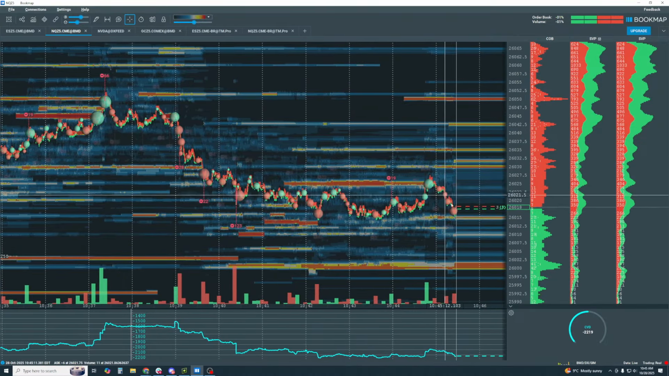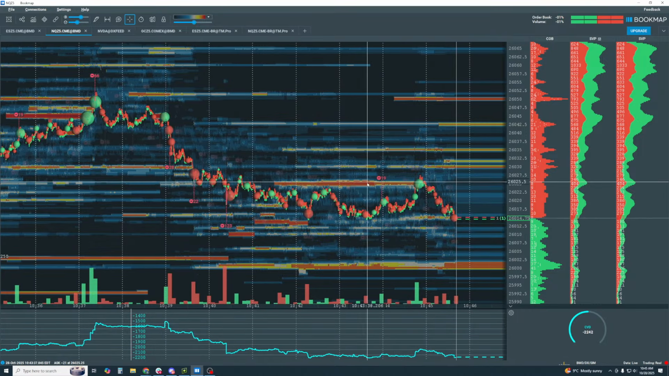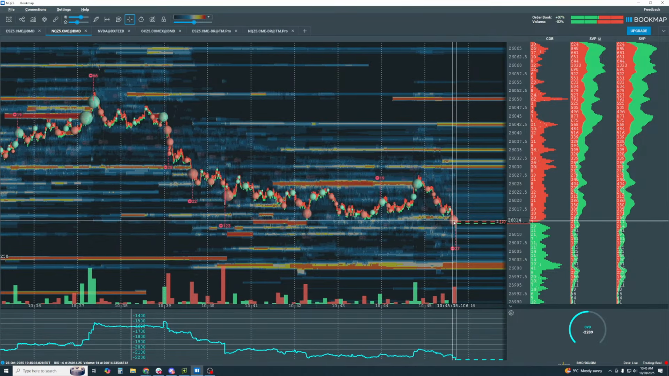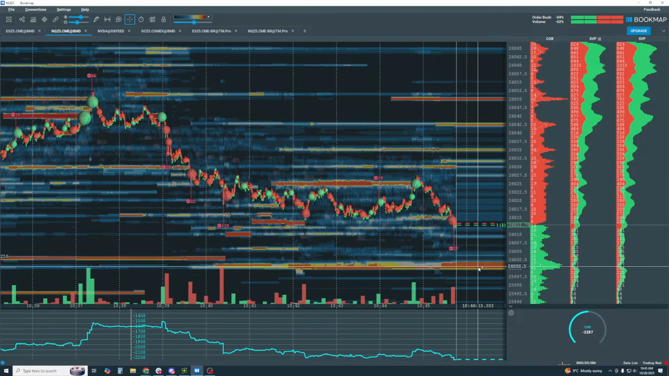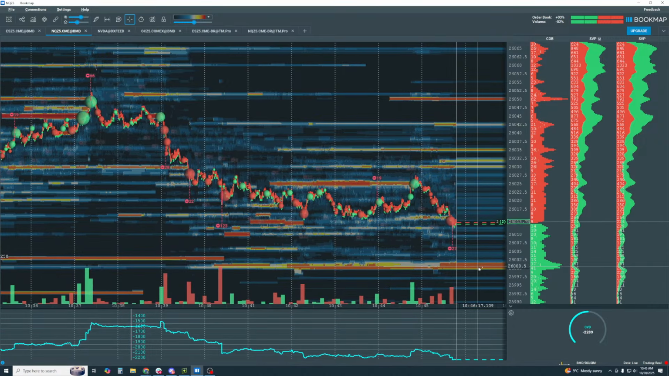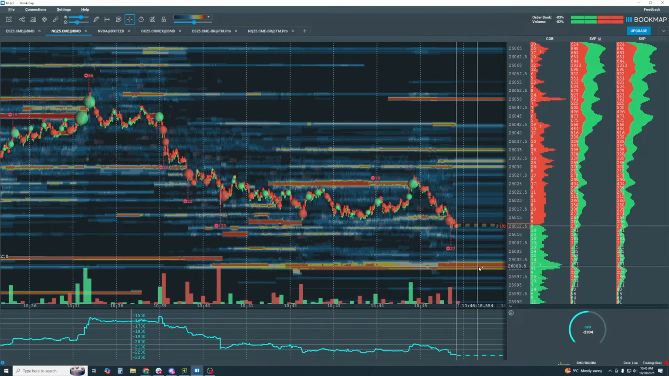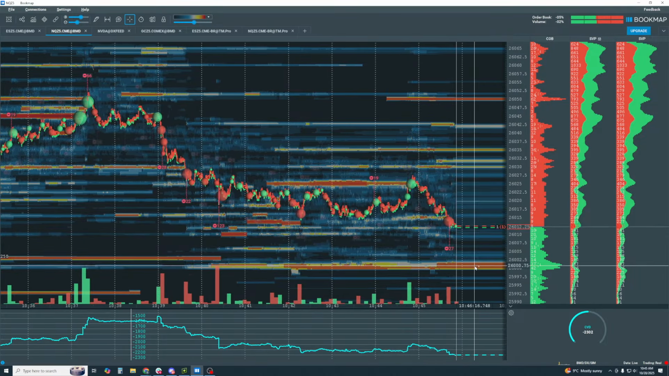All right, let's see it then. Let's see if these sellers can do it. Okay, this is our pullback here. Now there's some volume here, but it did trade into high liquidity here, so there's sellers here as well on the offer. So looking for sellers now, and then we're looking for maybe 26,000 here as the target here.